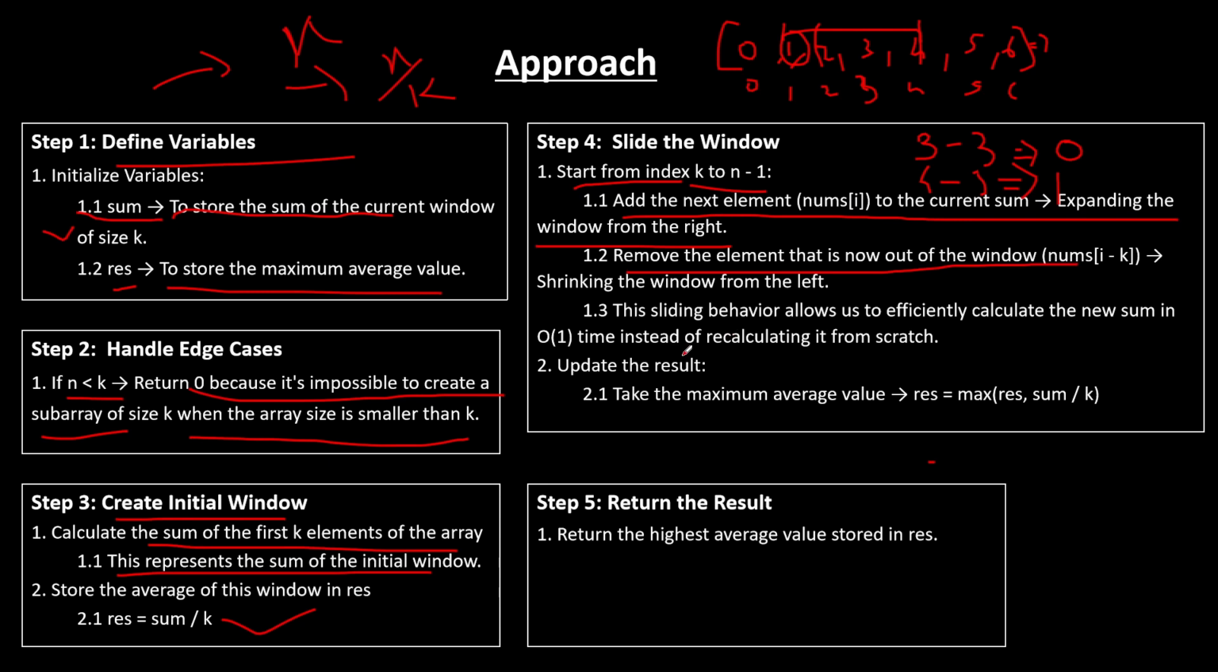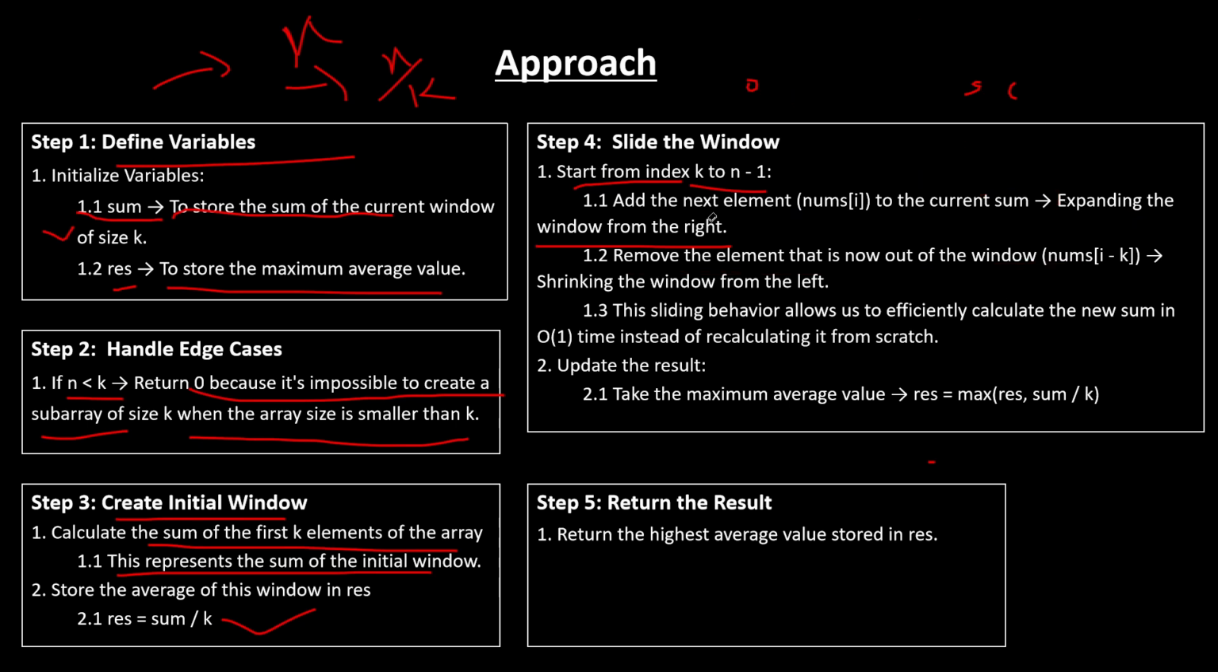value from the window. I minus k gives us the index of that particular window, the first index of that particular window. I hope you understood why we are using I minus k. Now let's move ahead. Sliding the window always allows us to efficiently calculate the new sum in O(1) time instead of recalculating it from scratch.